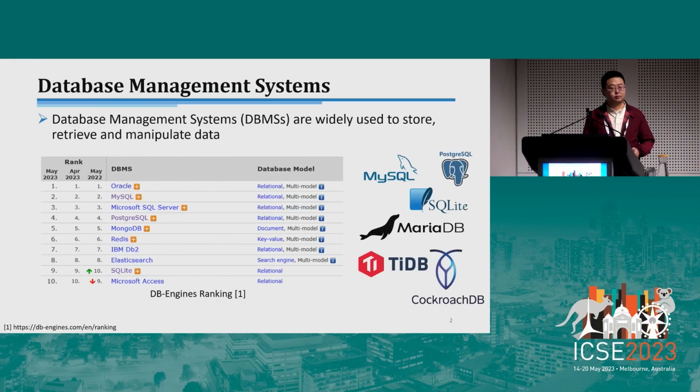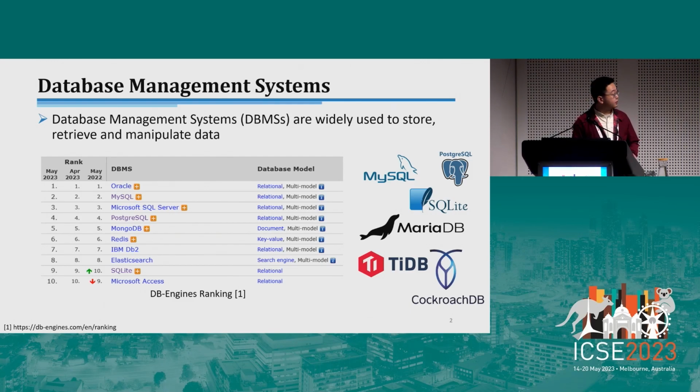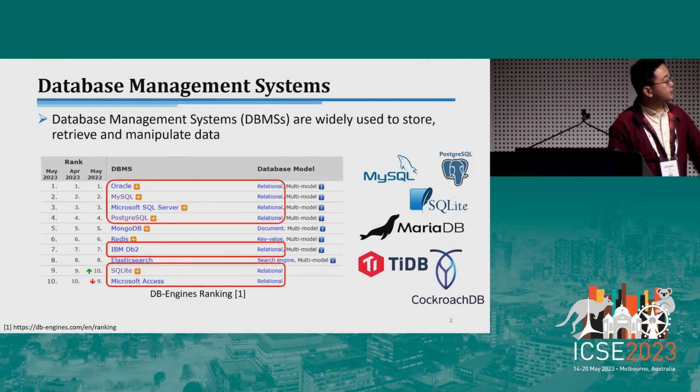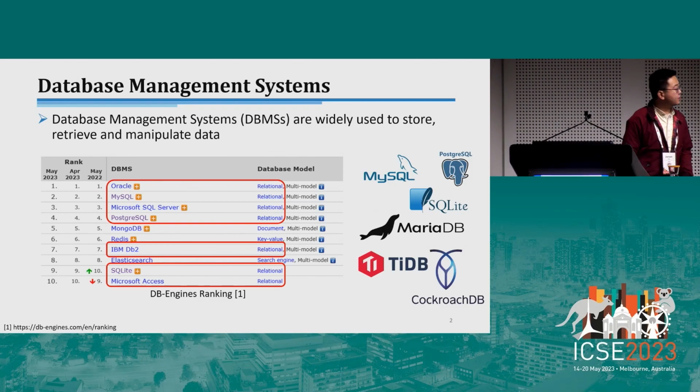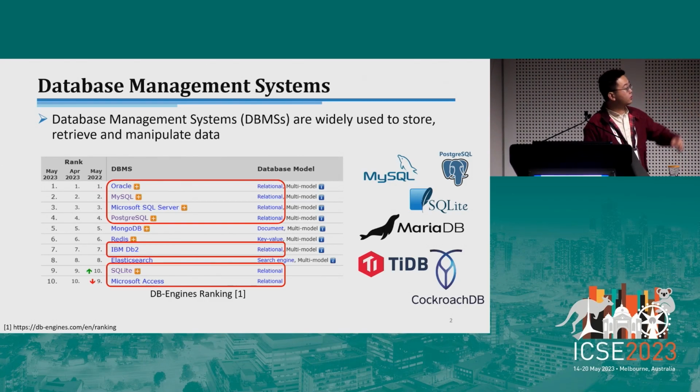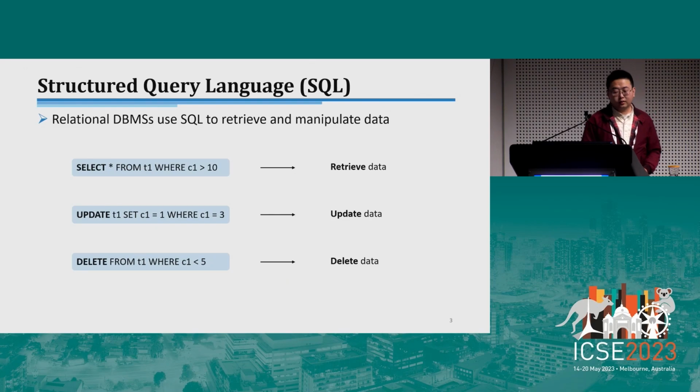Database management systems are widely used to store and manipulate data. According to the DBMS ranking, 7 of the 10 most popular DBMS are relational, like MySQL, PostgreSQL, and SQLite. Relational DBMS use SQL to retrieve and manipulate data. For example, we can use select to retrieve data and update and delete to manipulate data.